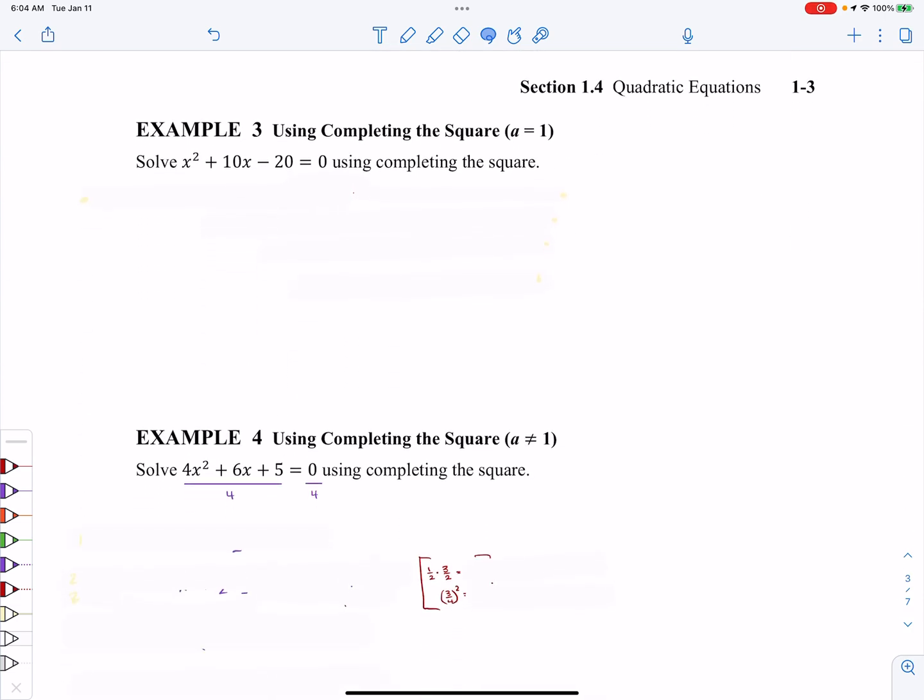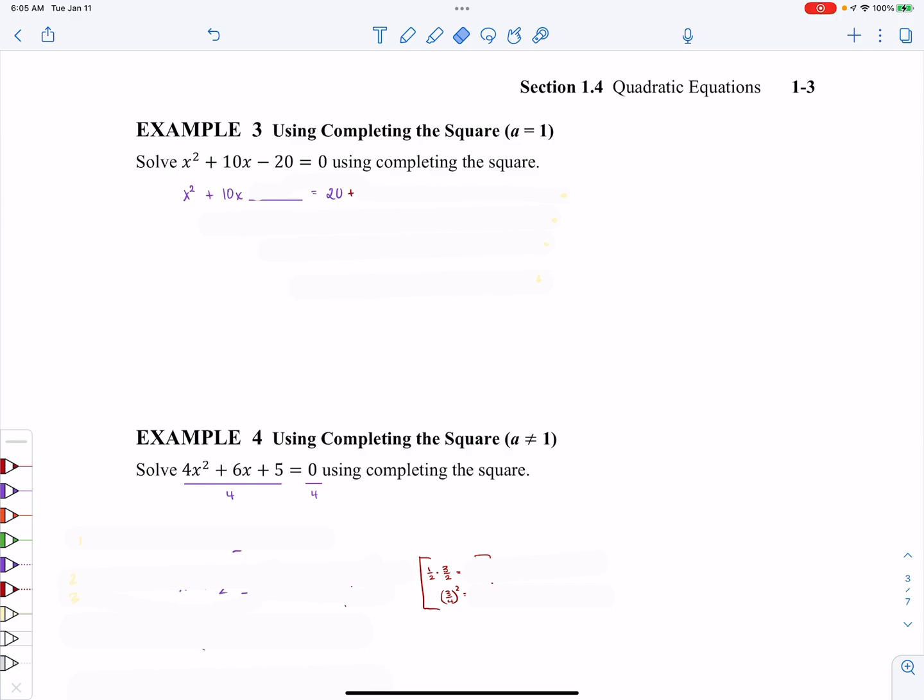All right, so for example number 3, the first thing is we notice that our a is equal to 1, so I don't need to do step number 1. I can start right in on step number 2. And step number 2 says to get the constant on the other side. I'm sorry, I erased the wrong thing there, so let me try that again. So notice that I kept my x squared plus 10x, and I moved my negative 20 to the right side, giving me a positive 20.